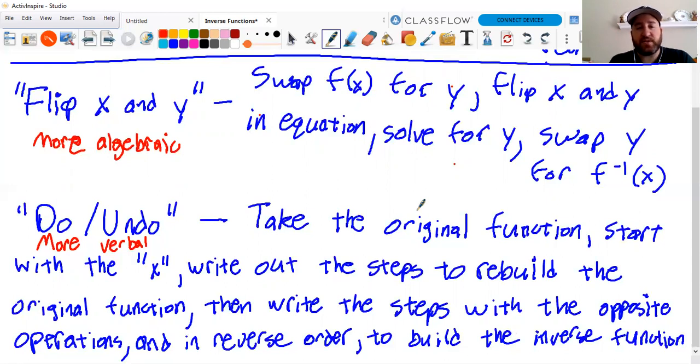And then to get the inverse, I take my list of steps and basically do it in reverse order. So I should have flipped to opposite operations in reverse order.